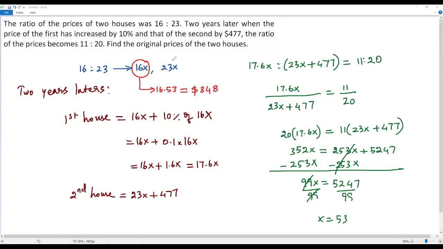Okay, now to get the original price of the second house, I have to plug in x equals 53 over here. Okay, now let me do it. So that is 23 times 53, which is equal to $1,219. So the original price of the first house is $848, and the original price of the second house is $1,219.